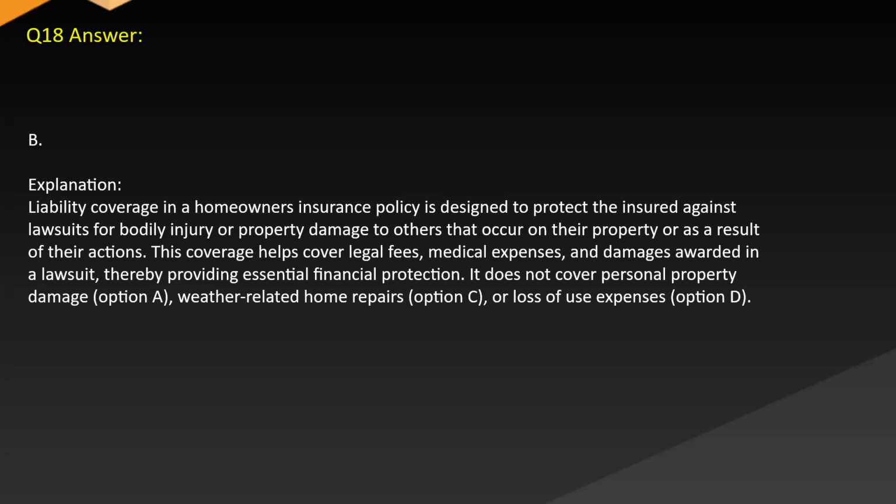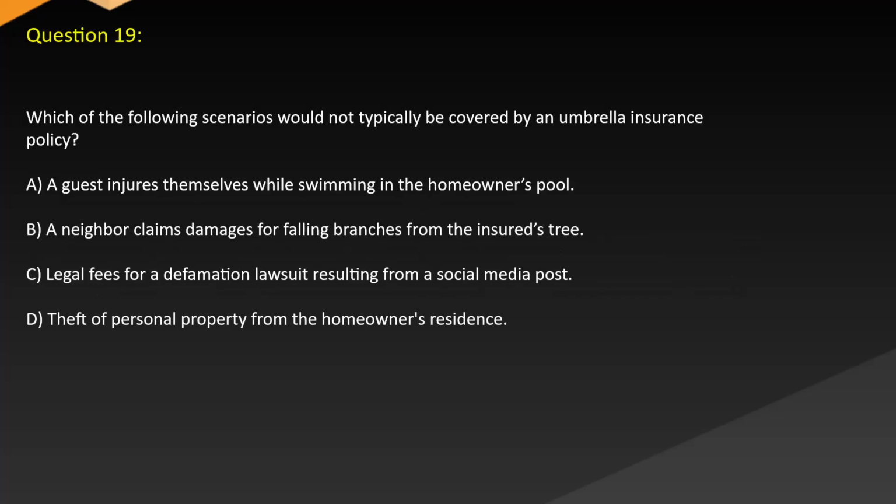Answer B. The explanation. Liability coverage in a homeowner's insurance policy is designed to protect the insured against lawsuits for bodily injury or property damage to others that occur on their property or as a result of their actions. This coverage helps cover legal fees, medical expenses, and damages awarded in a lawsuit, thereby providing essential financial protection. It does not cover personal property damage, option A, weather-related home repairs, option C, or loss of use expenses, option D.